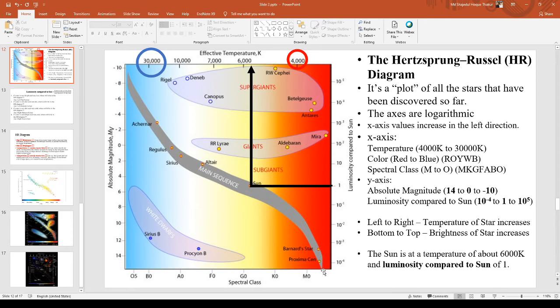Okay, if you don't have any questions, I'll make one quick summary and wrap it up. The Hertzsprung-Russell diagram is a plot of all the stars that have been discovered so far. The axes are logarithmic, so they don't increase like a normal graph, they increase rapidly. The x-axis values increase in the left direction, so that's also unusual for a graph. On the left, you have increasing temperature.